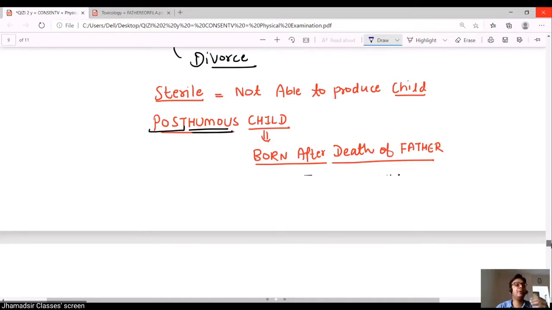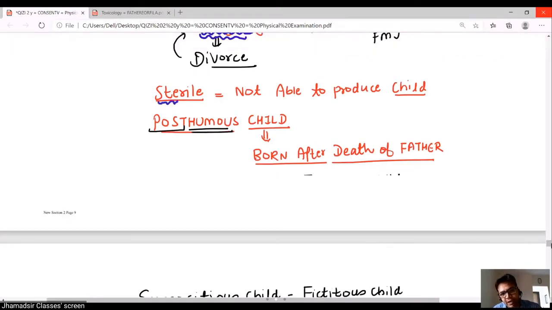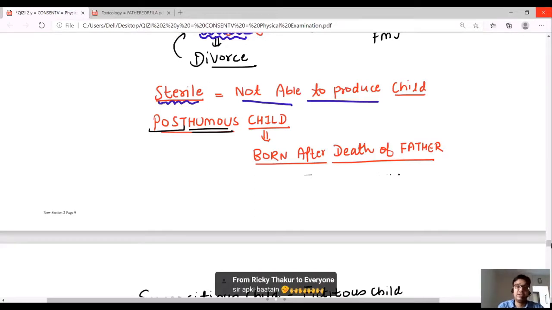Now, how to produce children. If you are not able to produce children, you are sterile. But Dr. Saab, sterility is not a ground for divorce. If husband and wife have some problem and are not able to produce children, sir, this is sterility, but it is not a ground of divorce. But if you cannot have sex or cannot arouse, that means you have some problem.